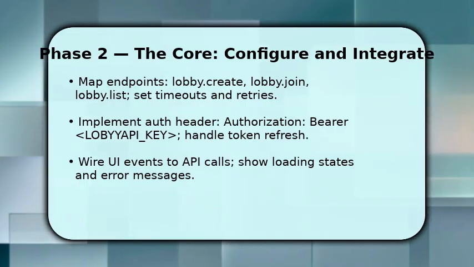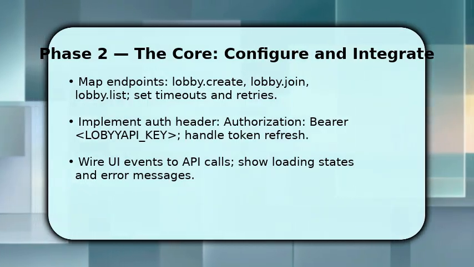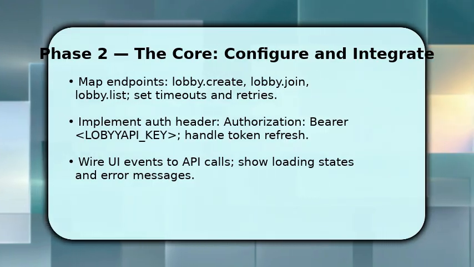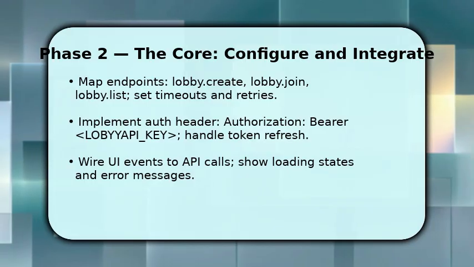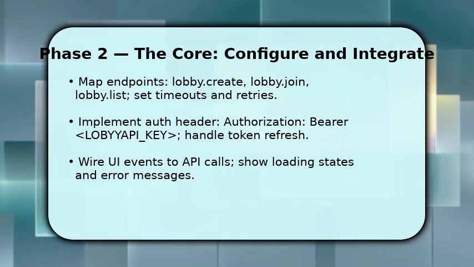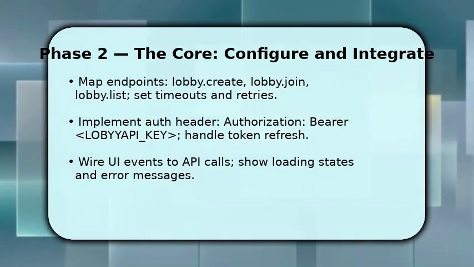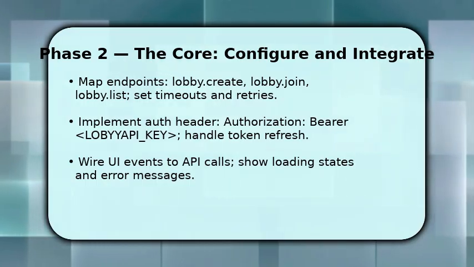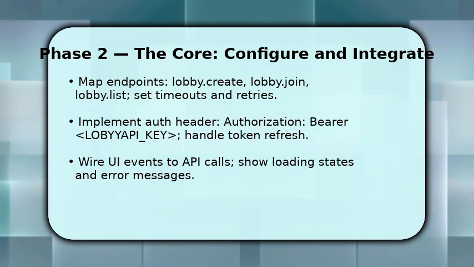Implement the authorization header using bearer plus your Lobbyapi KEY and handle token refresh proactively because expired tokens break flows silently. Then connect your UI events to those calls, displaying loading states and clear error messages so users understand what's happening. Once these pieces are integrated, run end-to-end scenario.